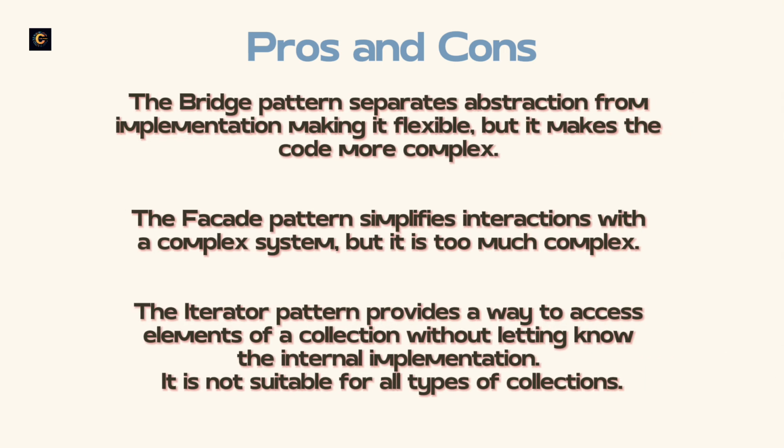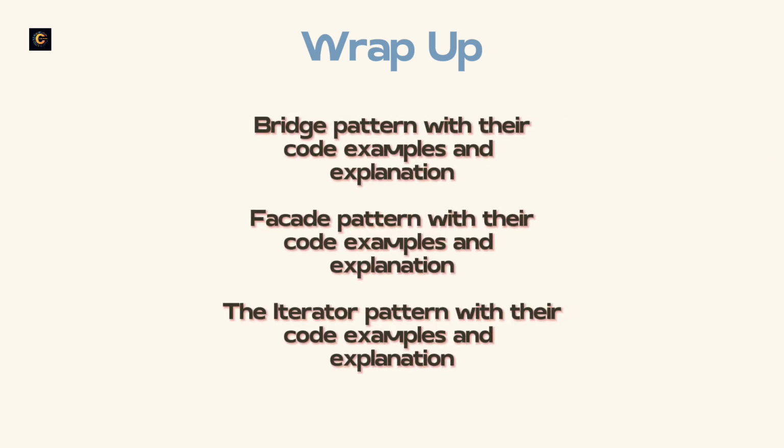Now let's talk about the pros and cons of each pattern. The bridge pattern separates abstraction from implementation, making it a lot more flexible, but it can make the code more complex. The facade pattern simplifies interactions with a complex system, but it may hide too much complexity. The iterator pattern provides a way to access elements of a collection without exposing its structure, but it may not be suitable for all types of collection. And that's a wrap up. We have covered bridge, facade and iterator patterns along with their proper examples and explanations with the code.